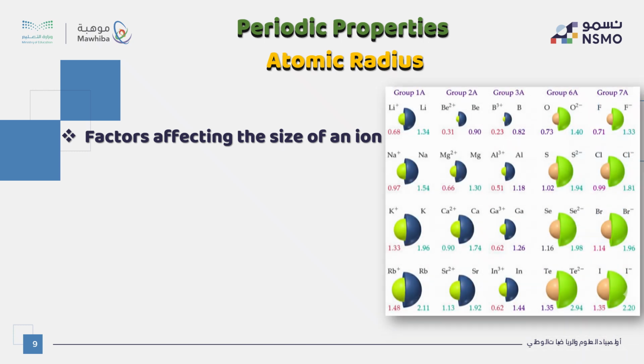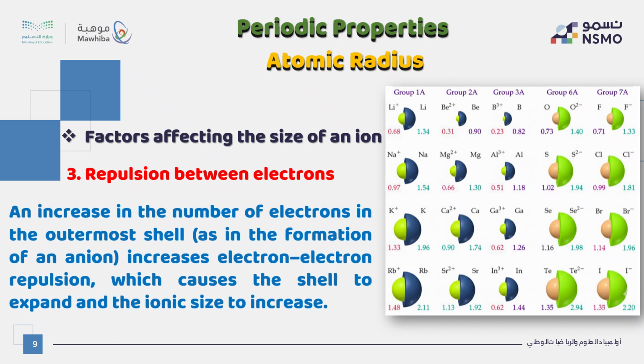Other factor. Number three, electron-electron repulsion. When electrons are added to the outermost shell, as in anions, repulsion between electrons increases, the electron cloud expands, and ionic size increases.